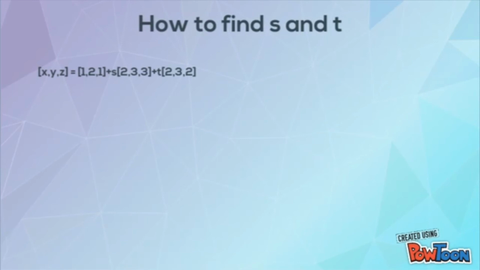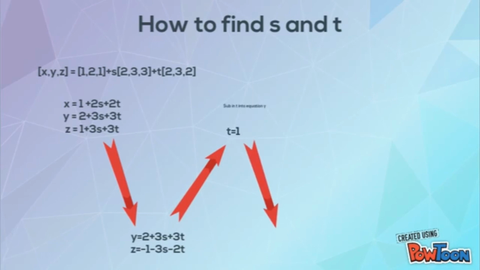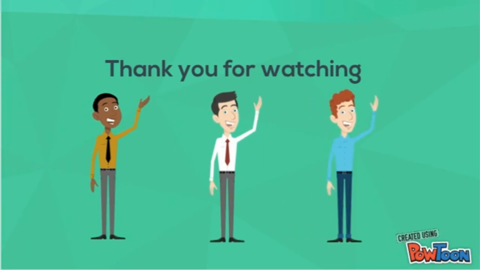To find the values s and t, we need to use the vector equation and transform it to parametric equations. Take 2 parametric equations to find t, and then substitute t in to find s.